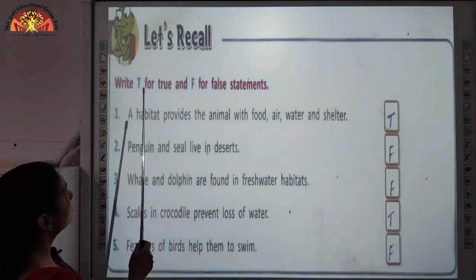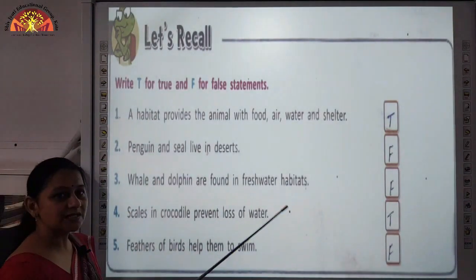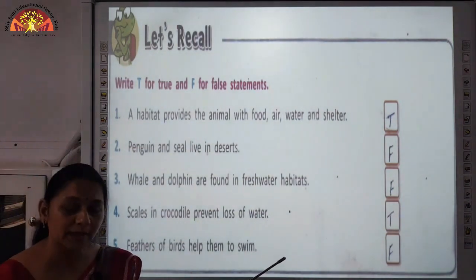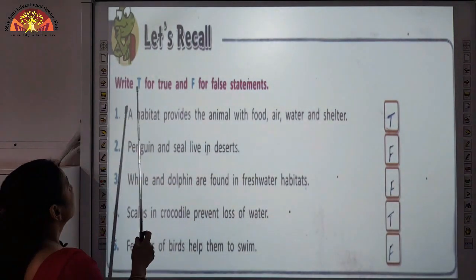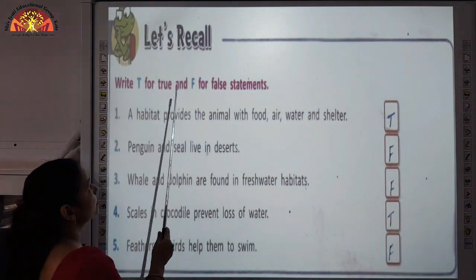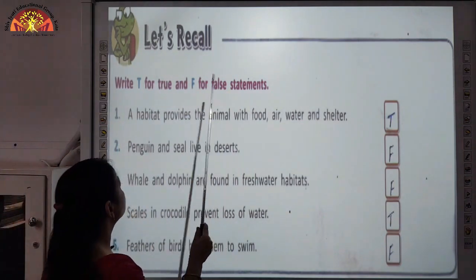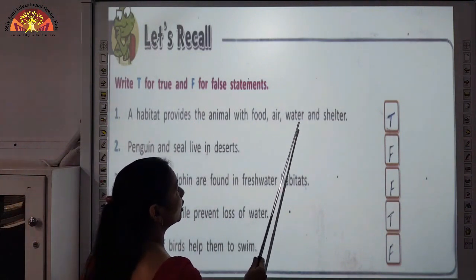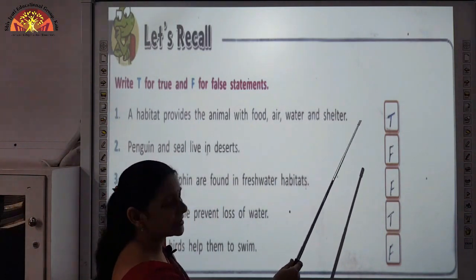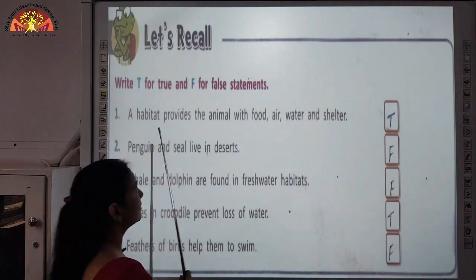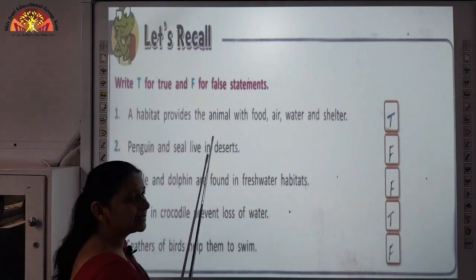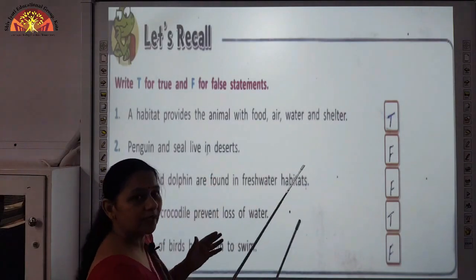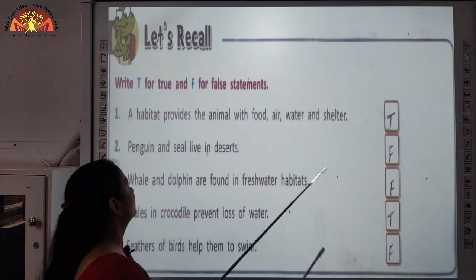Bookwork. First is our exercise, which is in between our chapter, and it is on page number 60. Write T for true and F for false statements. A habitat provides the animal with food, air, water and shelter. Yes, the statement is true because a habitat provides the animal with food, water, and if all the conditions are appropriate, then the animal is able to survive there.